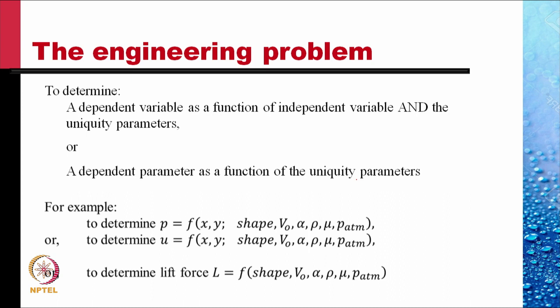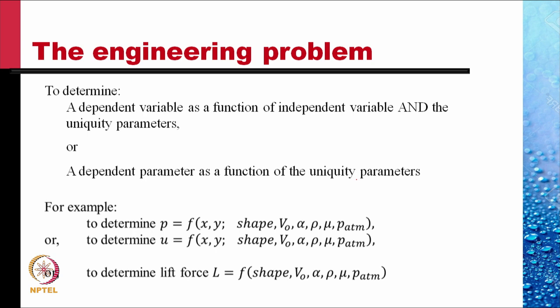Let me give you an example. To determine pressure as a function of x and y, the location of the point on the airfoil, we separate by a semicolon and then list the uniquity parameters: the shape of the airfoil, the velocity far away, alpha the angle of attack, the density rho, viscosity mu of the fluid, and P atmospheric, the atmospheric pressure. These are all independent parameters.